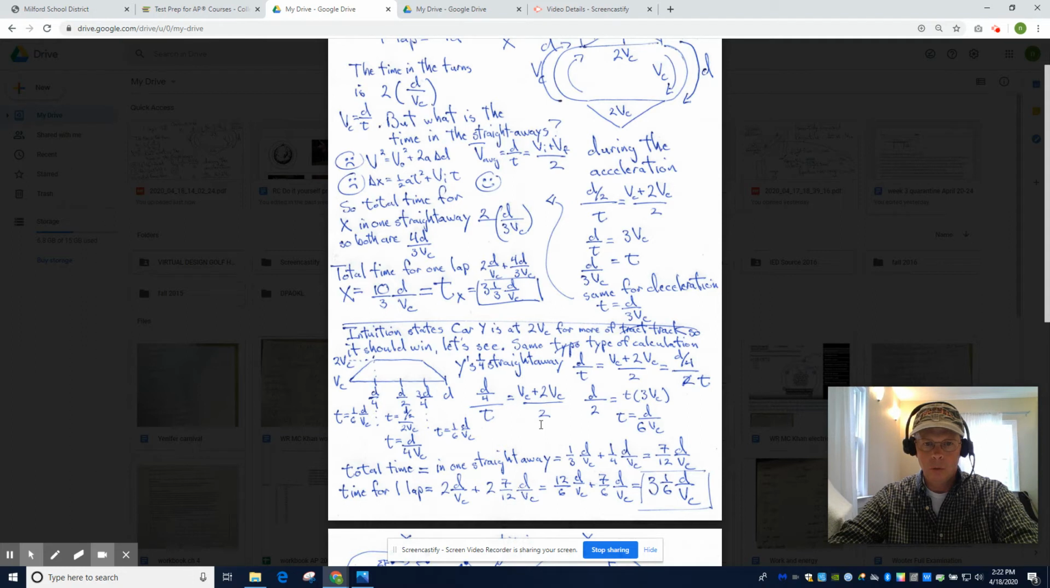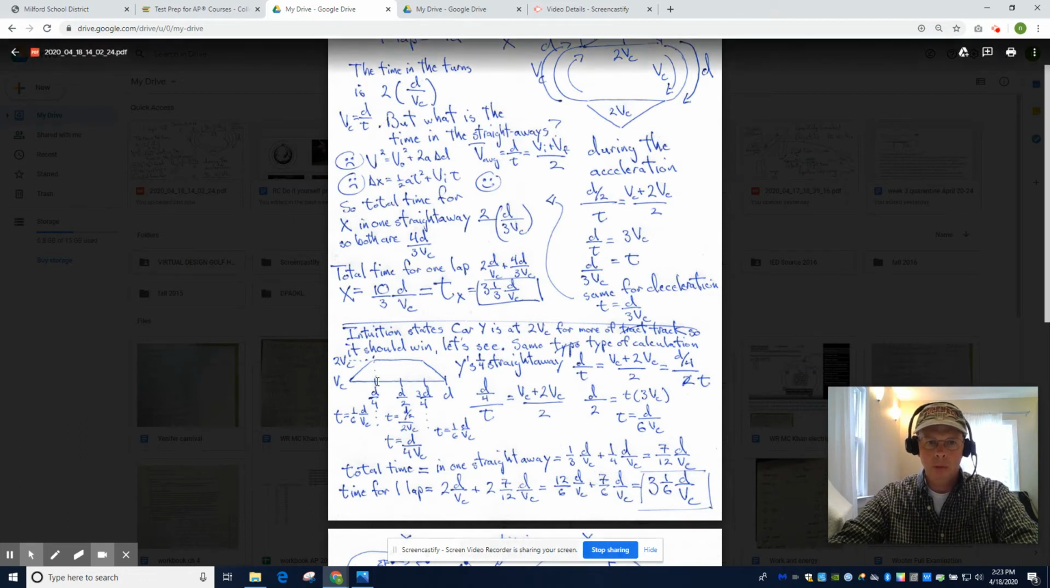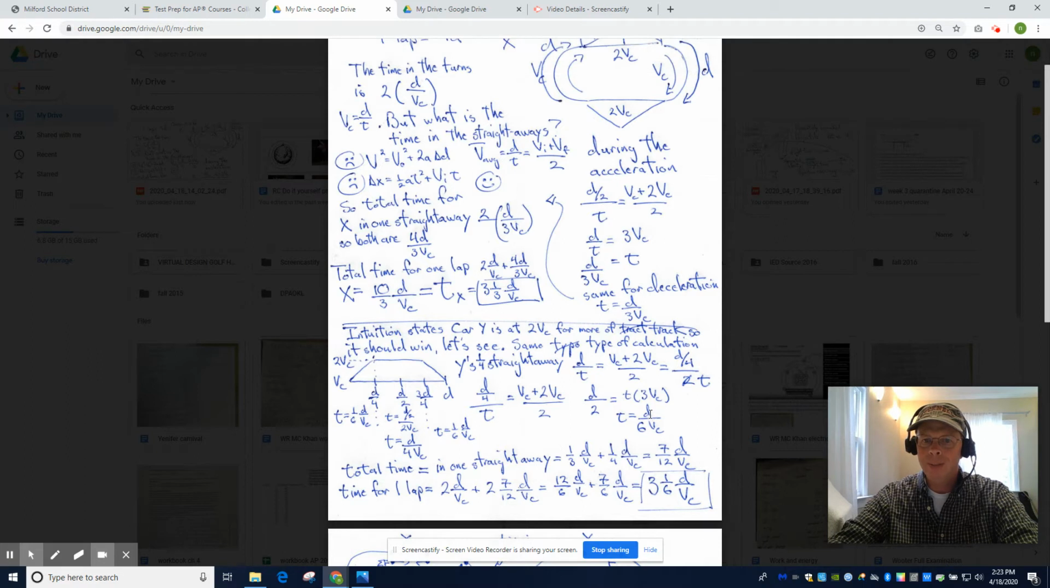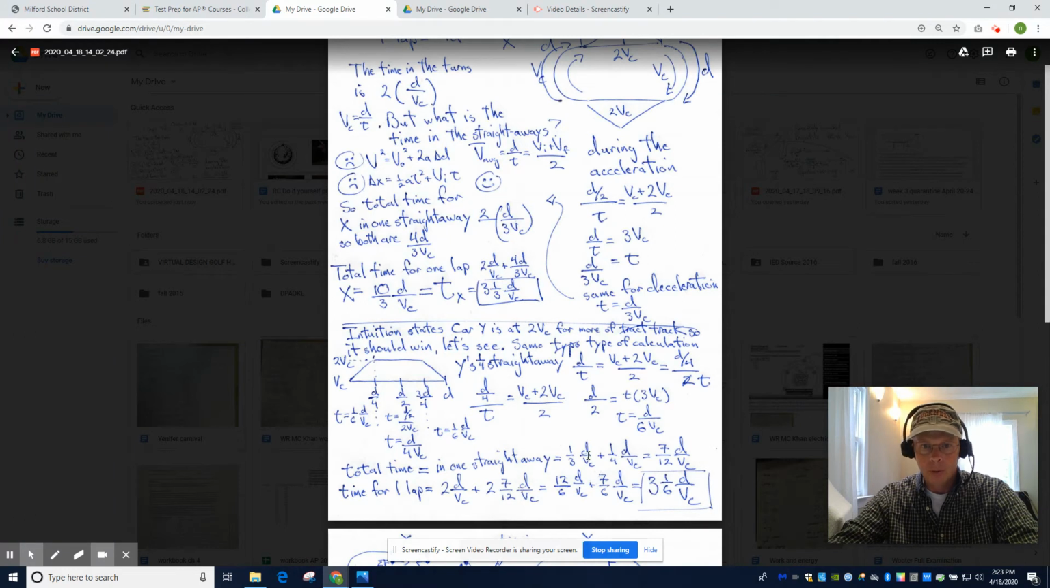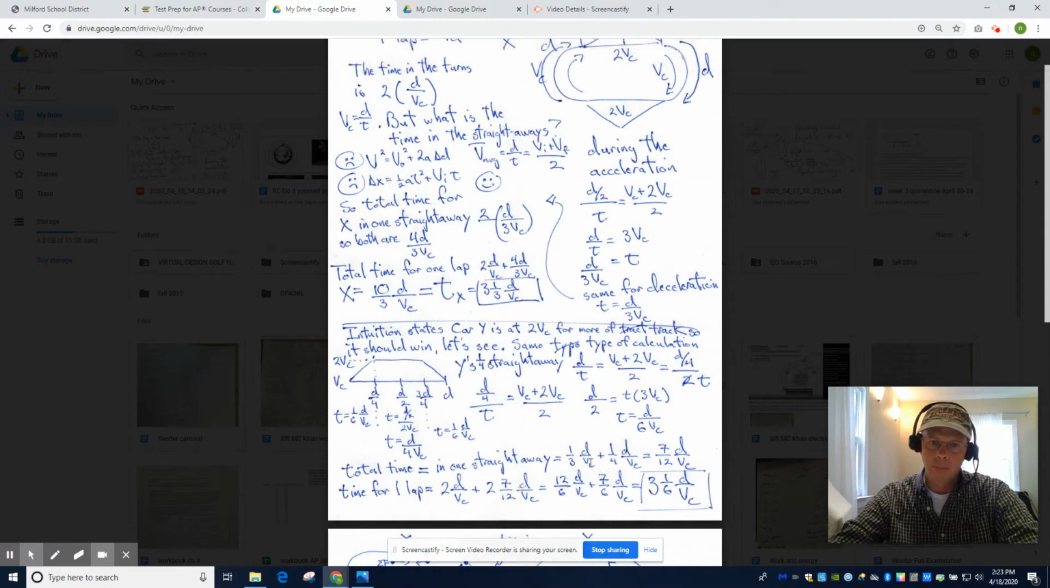What are we going to do here? Multiply both sides by 2, combine like terms? Yeah, so we would end up with 2 divided by 4. That's 1/2. D divided by 2, and then combine like terms, 3 VC. And so the time to get through this first quarter is 1/6 D divided by VC, but we have to do that twice. So that's 1/3 distance divided by VC. 2/6 is 1/3.